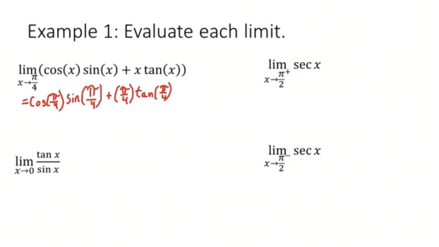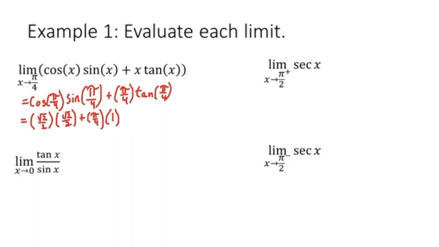So our limit will be equal to cosine pi over 4 sine pi over 4 plus pi over 4 times tangent pi over 4. From there, we can evaluate each trig function at pi over 4. Recall from pre-calculus that to evaluate trigonometric functions, we use the unit circle. If you need a refresher on how to evaluate trig functions, please check out the pre-calculus playlist to review the section on trigonometric functions. Using the unit circle, cosine pi over 4 is root 2 over 2, sine pi over 4 is also root 2 over 2, and tangent pi over 4 is 1.